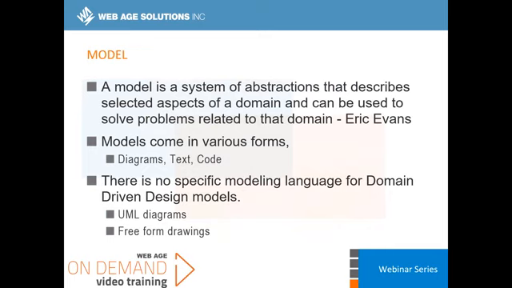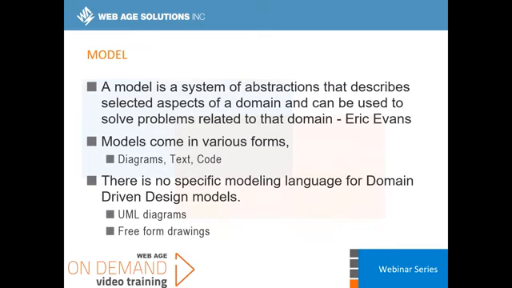Now, when I say models, most people start to think in terms of graphical modeling languages, so they think in terms of pictures or diagrams. However, a model could be text. A model could even be code. And so there are mappings, in most cases, from various kinds of diagramming techniques to various kinds of coding techniques.